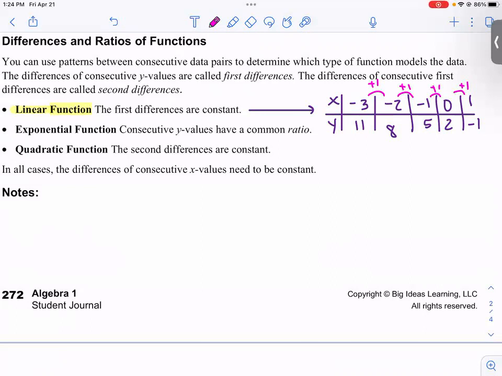11 to 8. How do we get from 11 to 8? 3. And what about 8 to 5? 3. What about 5 to 2? 3. Okay, do you notice how we subtract 3 every time? If we are subtracting or adding the same number from y value to y value in our chart, we have a linear function. We have a constant rate of change.